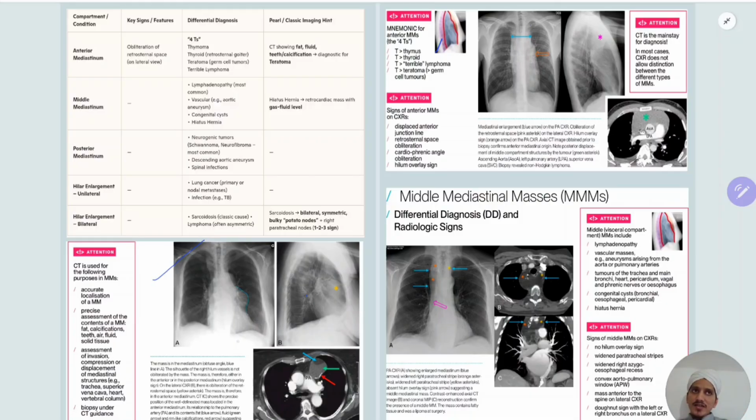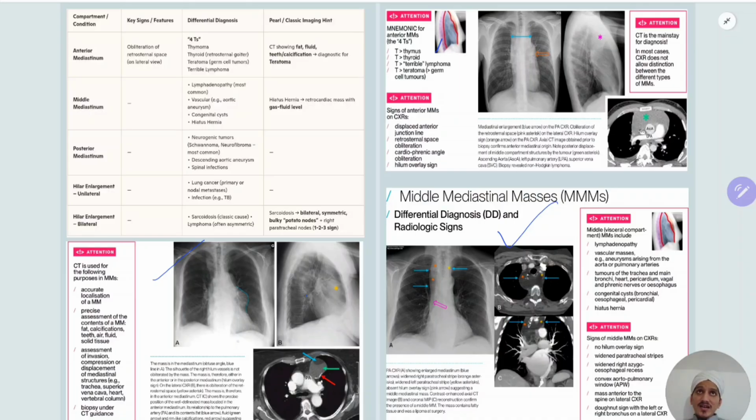So what will be the signs? The hilum overlay sign will be present, the angle border sign will be obtuse, and in lateral chest X-ray there will be obliteration of the retrosternal space. That is the most important sign, and sometimes obliteration of the cardiophrenic angle. In the middle mediastinal mass, the hilum overlay sign will be absent, and you will have convex opacity of the aortopulmonary window, and the mass will be pushing the structures present in the middle mediastinum, that is heart, aorta, all these things you will see.